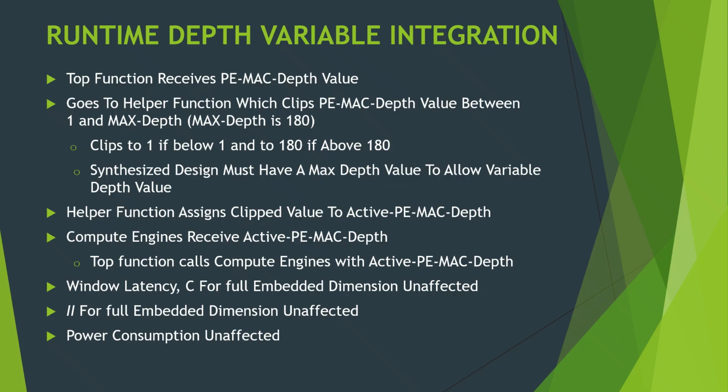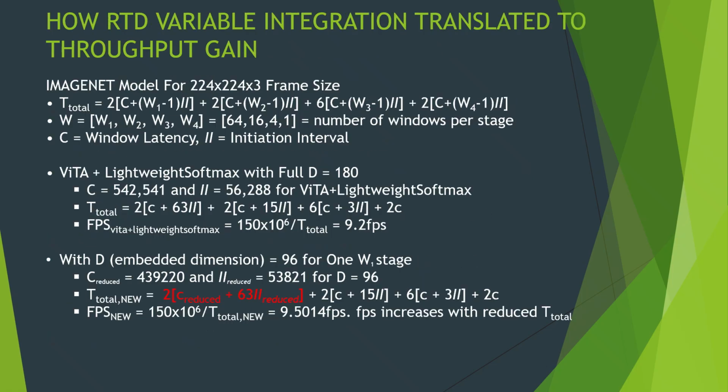The window latency remained the same, and II also did not change. II also remained the same, and power consumption was also not affected. That means the integration of this small addition to the pipeline did not result in a window latency increase or II increase for full embedded dimension computations. And now the same pipeline can be used to run reduced embedded dimension and full embedded dimension computation. Latency is the same.